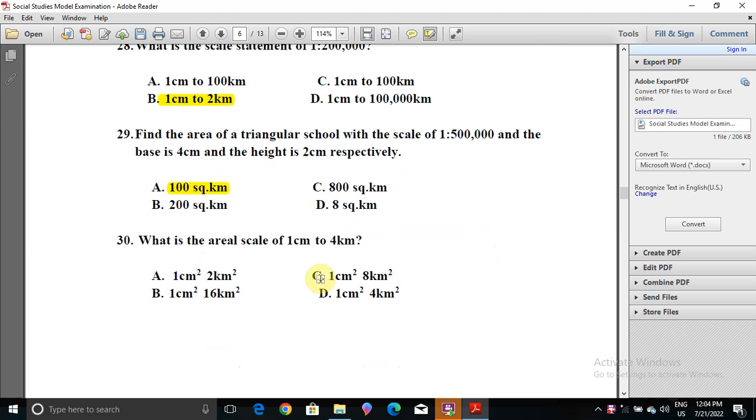Okay, now question number 30, what is the areal scale of 1 centimeter to 4 kilometer? It will be 1 centimeter, 1 times 1, 1 squared. 4 times 4, it will be 16 squared. So that means 1 centimeter squared to 16 kilometers squared. So that means choice B is the correct answer.